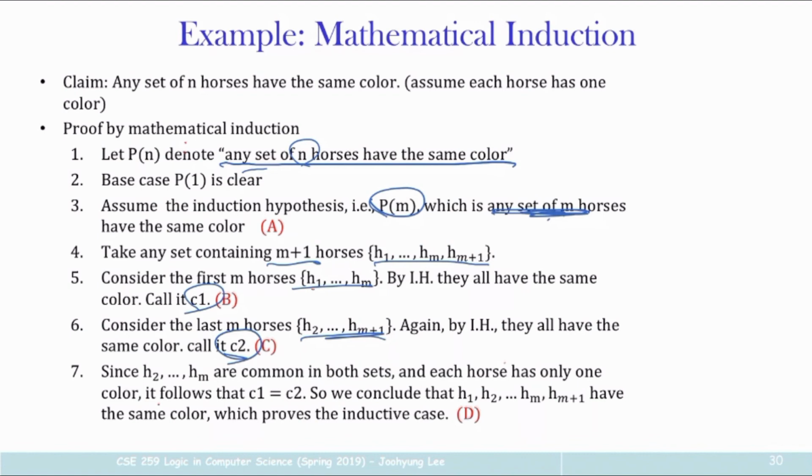Well, maybe this claim is true. The statement is true, right? If you pick any set of M horses, they always have the same color. All right. Let me say that C is the majority, but that's not correct. So I'm going to tell you later. Okay? So let's open the exit ticket, and if you need more time, think about it.